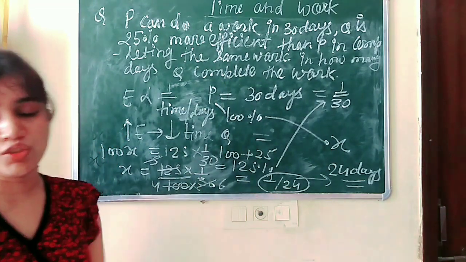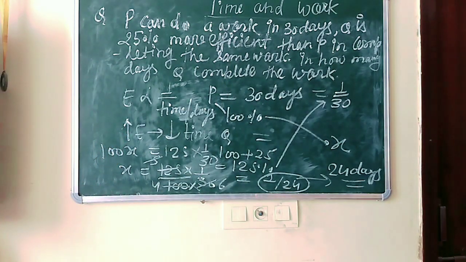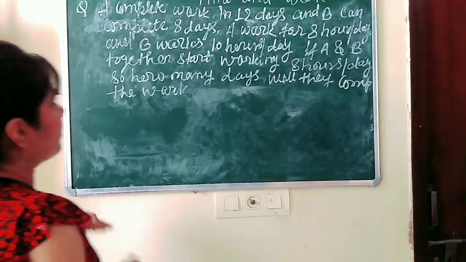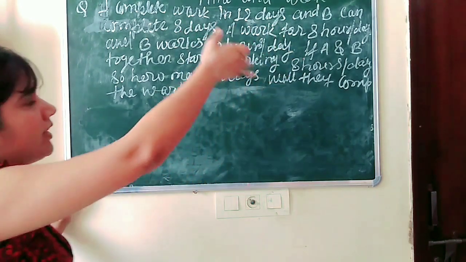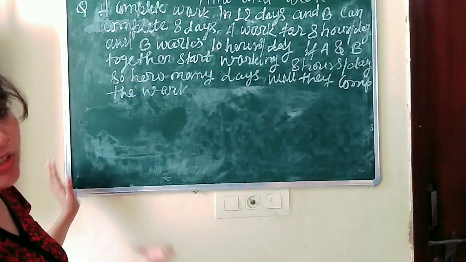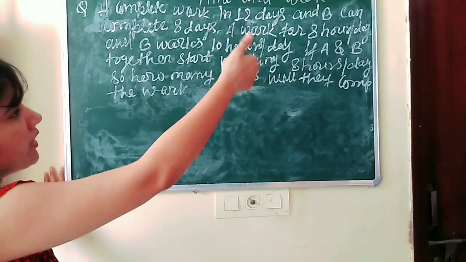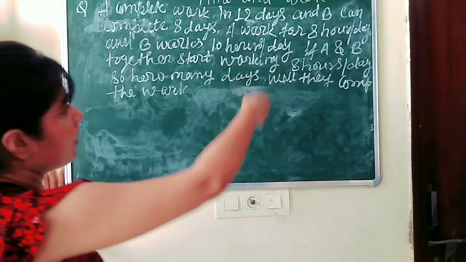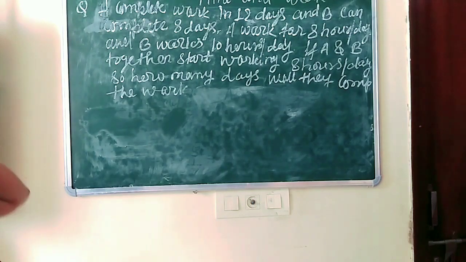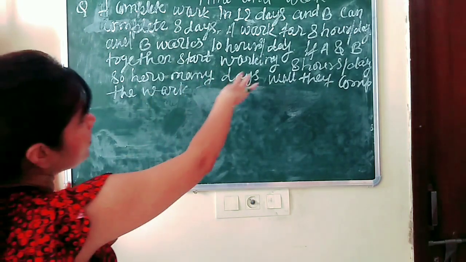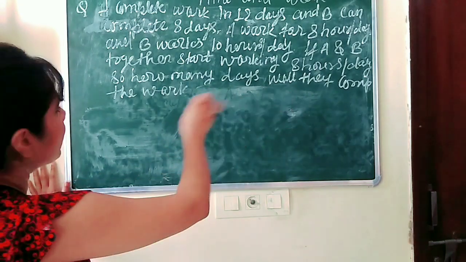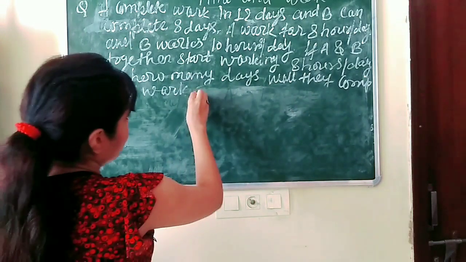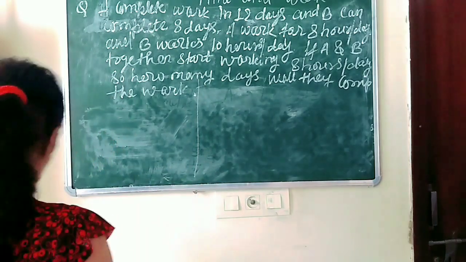Okay, just take a screenshot. So the next question is, A can complete a work in 12 days and B can complete the same amount of work in 8 days. A works for 8 hours per day and B works for 10 hours per day. Okay, if A and B together start working 8 hours per day, how many days will they take to complete the work?